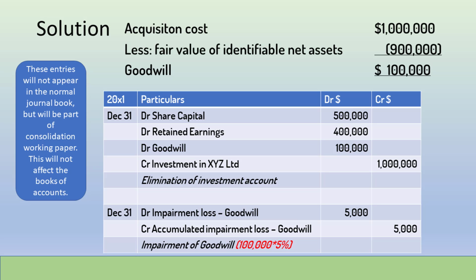And then for recognition of the impairment loss in the elimination or consolidation entry, we have impairment loss, goodwill, and then credit accumulated impairment loss, goodwill, $5,000. Those entries will not appear in the journal book, but will only appear in the consolidation working paper.